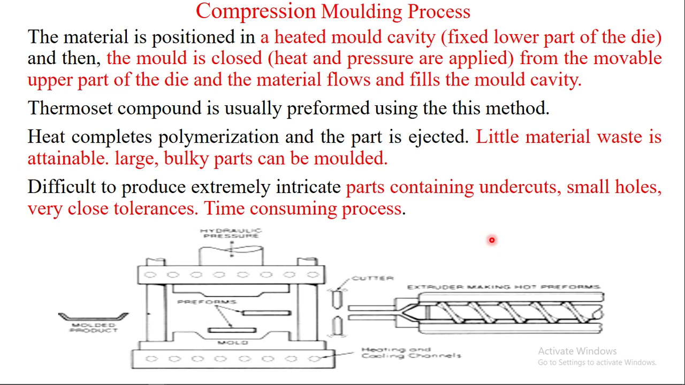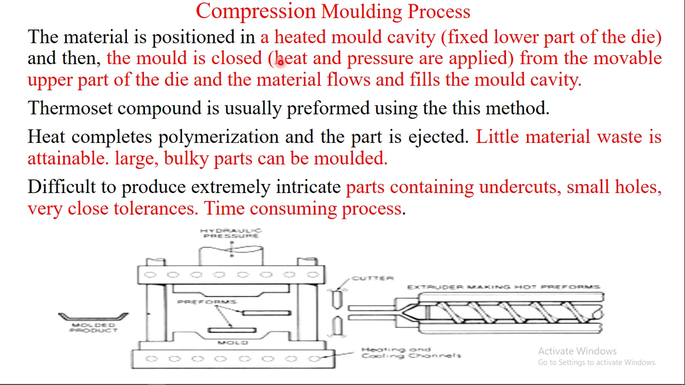The left one is the compression molding process. Compression is done in it. It is similar to the extrusion process, but some mechanisms are different. It is complex. The material is positioned in a heated mold cavity, on the fixed lower part of the die, and then the mold is closed.